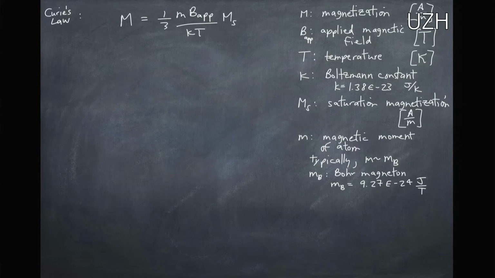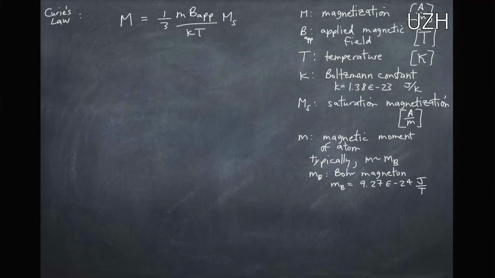The MS is what we call the saturation magnetization. This is the maximum magnetization that the material can get. And then this little m is the magnetic moment of an atom. And typically we use something like MB, which is the Bohr magneton, and that has this value here.